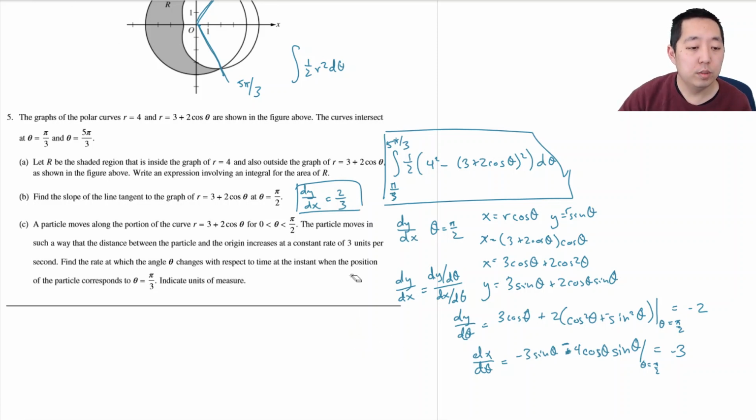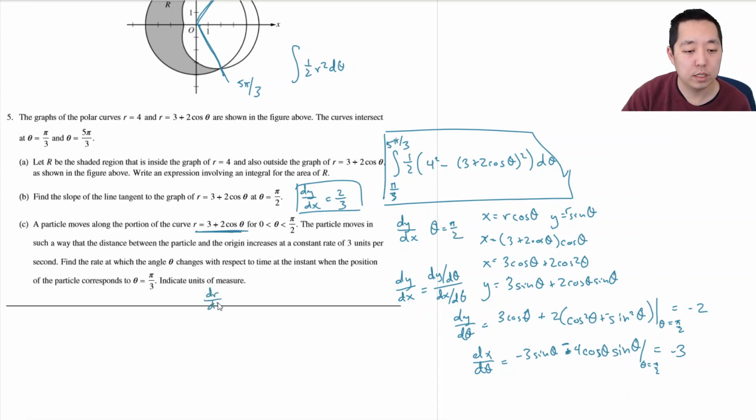Now, a particle moves along a portion of the curve. This particle moves in such a way that the distance between the particle and the origin increases at a constant rate of 3 units per second. Find the rate at which the angle changes with respect to time at the instant when the position of the particle corresponds to that. Okay, so I want to find the distance. The distance is r, right? The distance from the origin is always just the r equation. So I just want to take the derivative of this with respect to time.